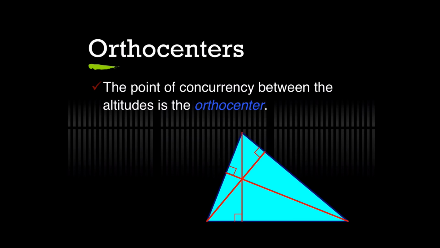So what's the relationship between an altitude and a perpendicular bisector? They're parallel. Awesome, they're parallel, because they're both perpendicular to the same side. So where all three of those things meet is called the orthocenter, right there.